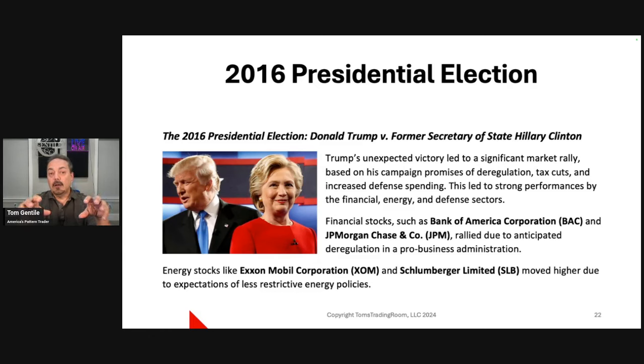For every one piece of legislation we're going to put in, we're going to take away some rules and regulations as well. And so less restrictive policies helped Donald Trump in the presidential election.